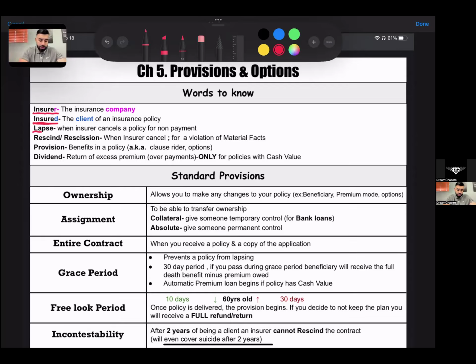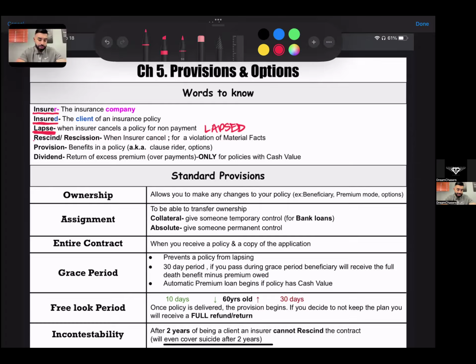Lapse, we've covered this word already a couple of times, but this is when a company cancels a policy due to non-payment. So you may see it written as lapse or lapsed with a D at the end. A lapsed policy. And we'll cover a little bit more on that as we continue on in this chapter.